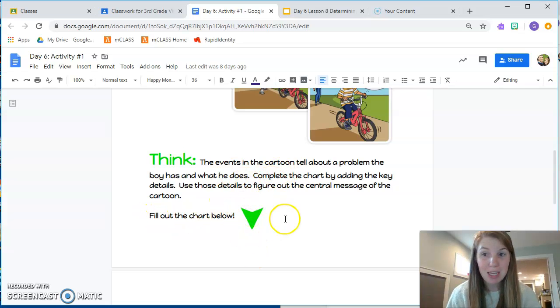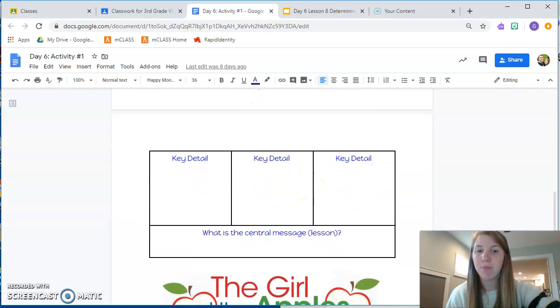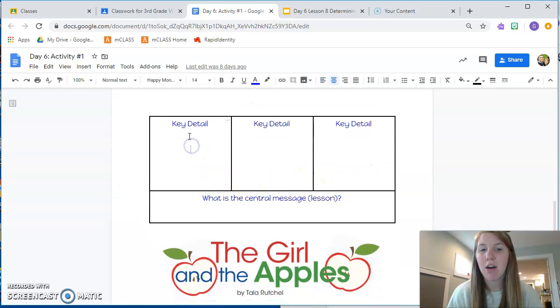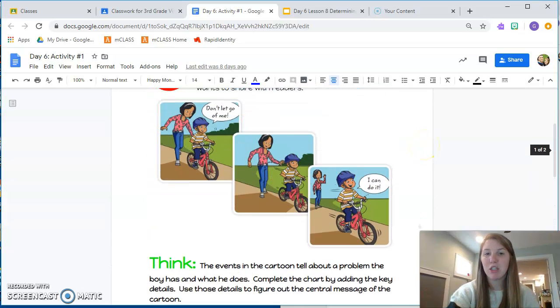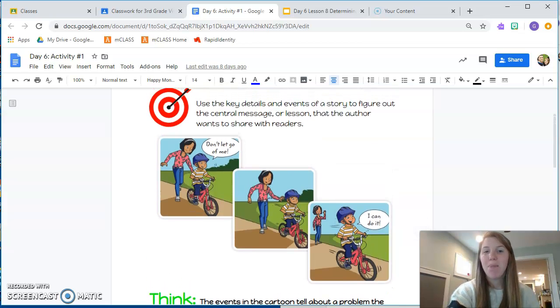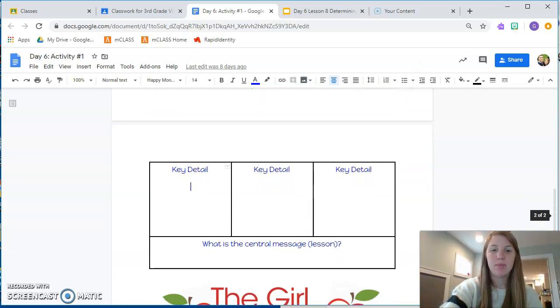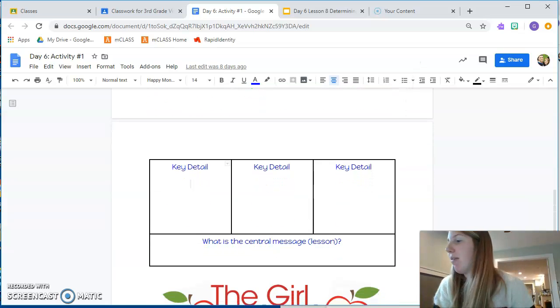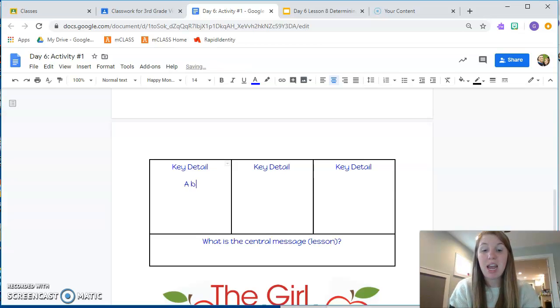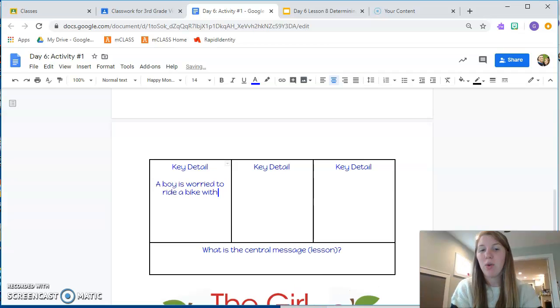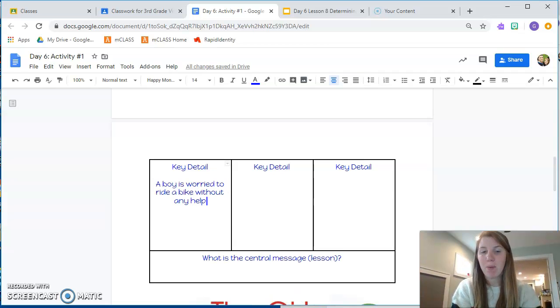Fill out the chart below. So I need to do something here. I need to type in the chart below. So I'm going to start us off. One thing that I think is a key detail, let's look at the first picture, is that the boy is learning to ride his bike with the help of a girl. So let's see, I'm going to write, a boy is worried to ride a bike without any help.